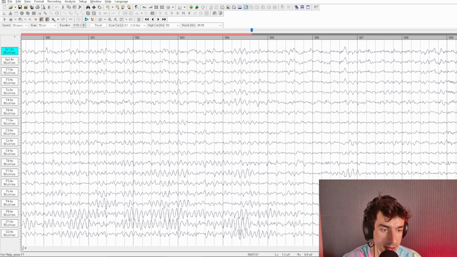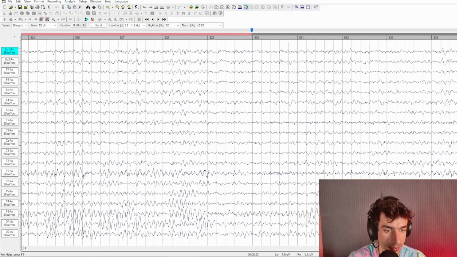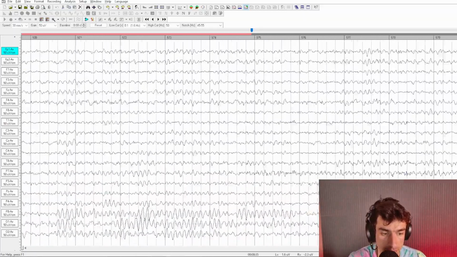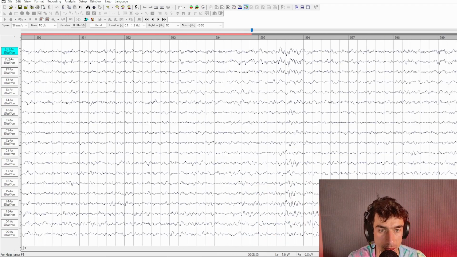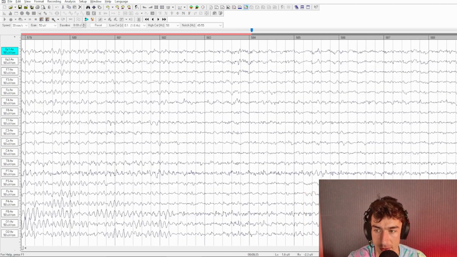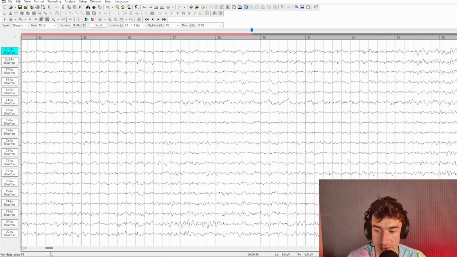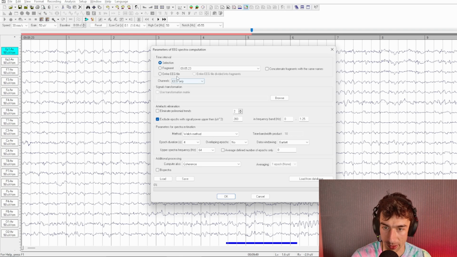And we're just scanning to see if there's any focal features, anything gnarly. Here's a little electrode pop that we're going to snip out. In hindsight, we probably could have removed the EMG from the eyes open condition in that right frontotemporal region, but not going to worry about it.